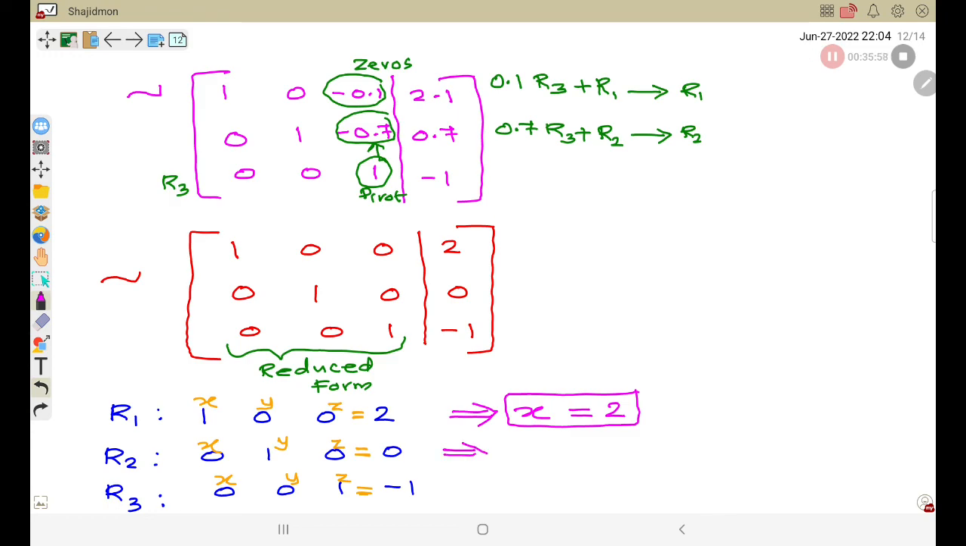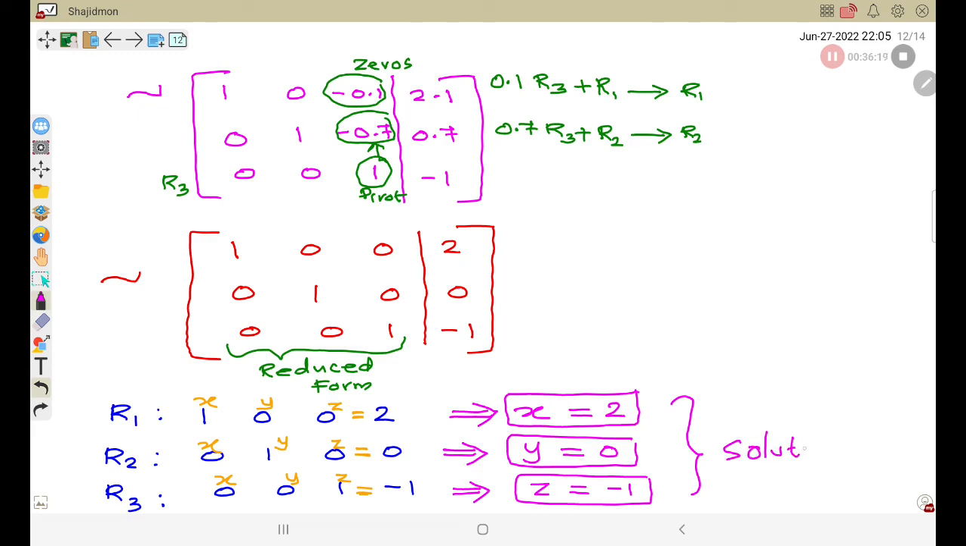Second row, 0 multiply x, 0. 1 multiply y, y. 0 multiply z, 0, equal to 0. Third row we will get 0 multiply x, 0. 0 multiply y, 0. 1 multiply z, z equal to minus 1. So this is the solution of that linear system by using Gauss-Jordan reduction.